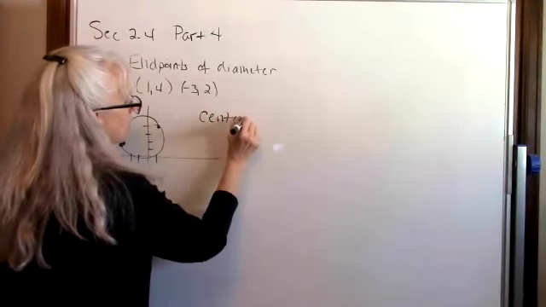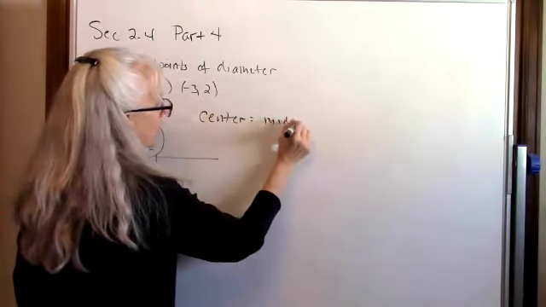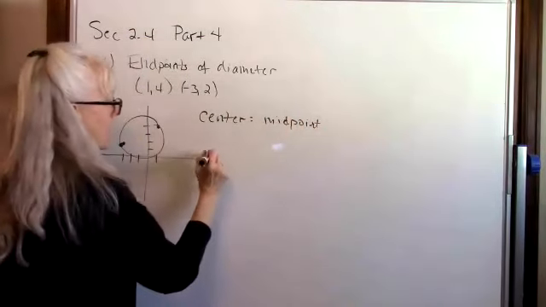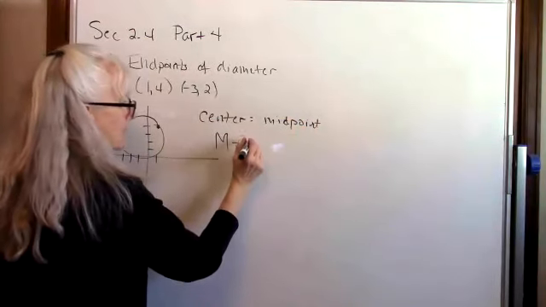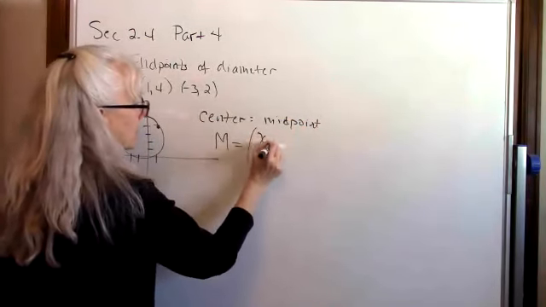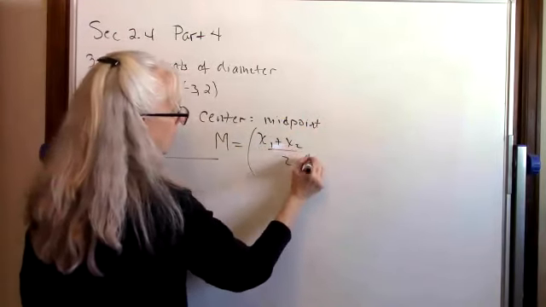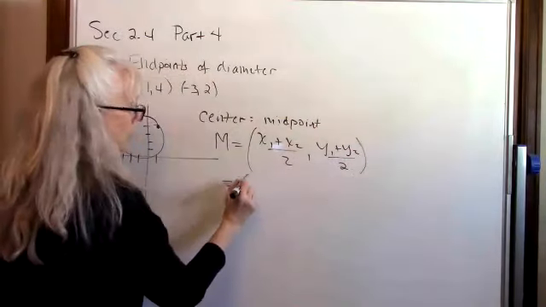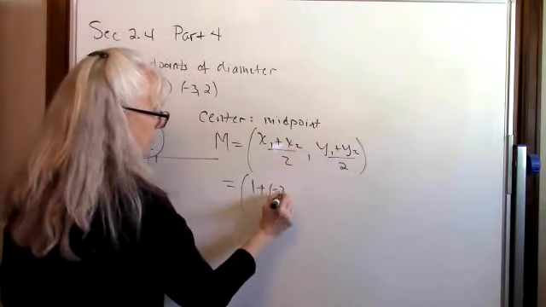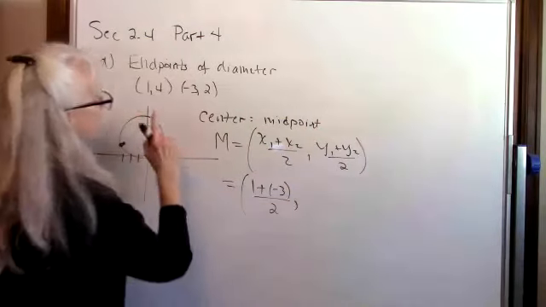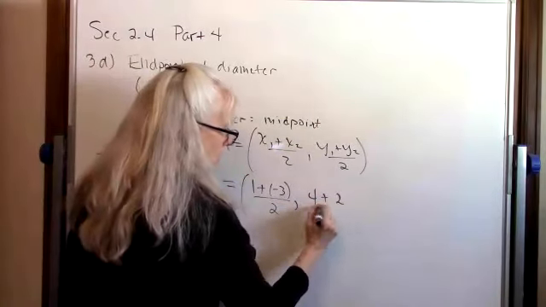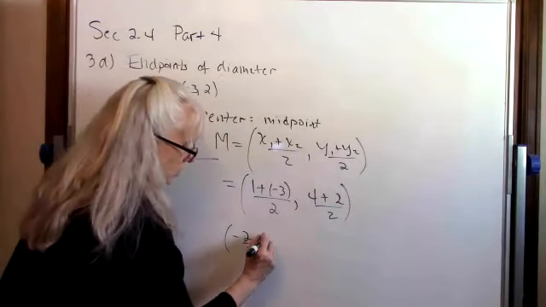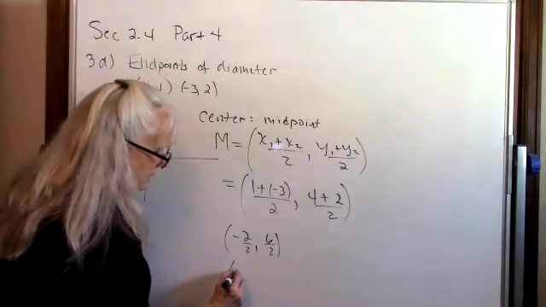We're going to recognize that the center is the midpoint between those 2 points. So it is the point that's halfway between the two. And we have a formula for that. So that was (x1 plus x2) divided by 2, and (y1 plus y2) divided by 2. So we would have (1 plus -3) over 2, and we're going to have (4 plus 2) over 2. So 1 plus -3 is -2 over 2. 4 plus 2 is 6 over 2. So we're going to get (-1, 3).